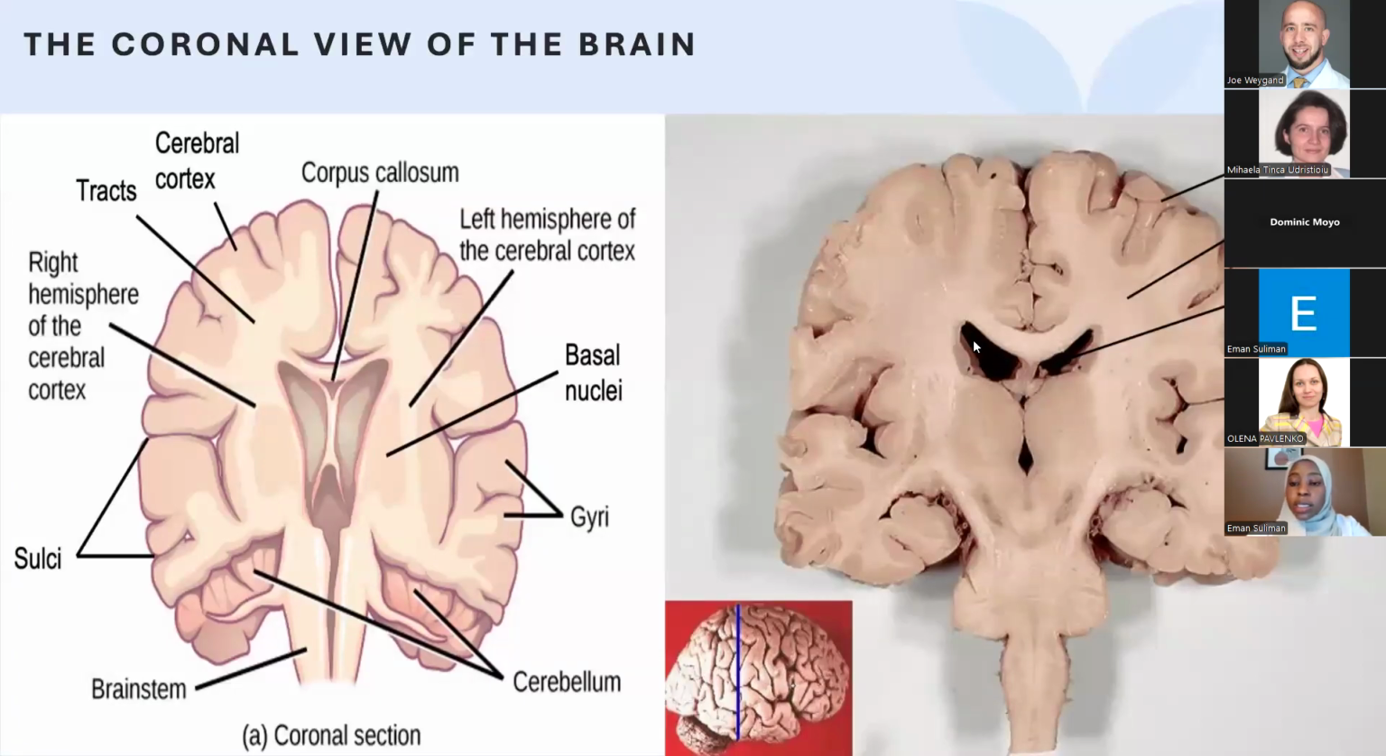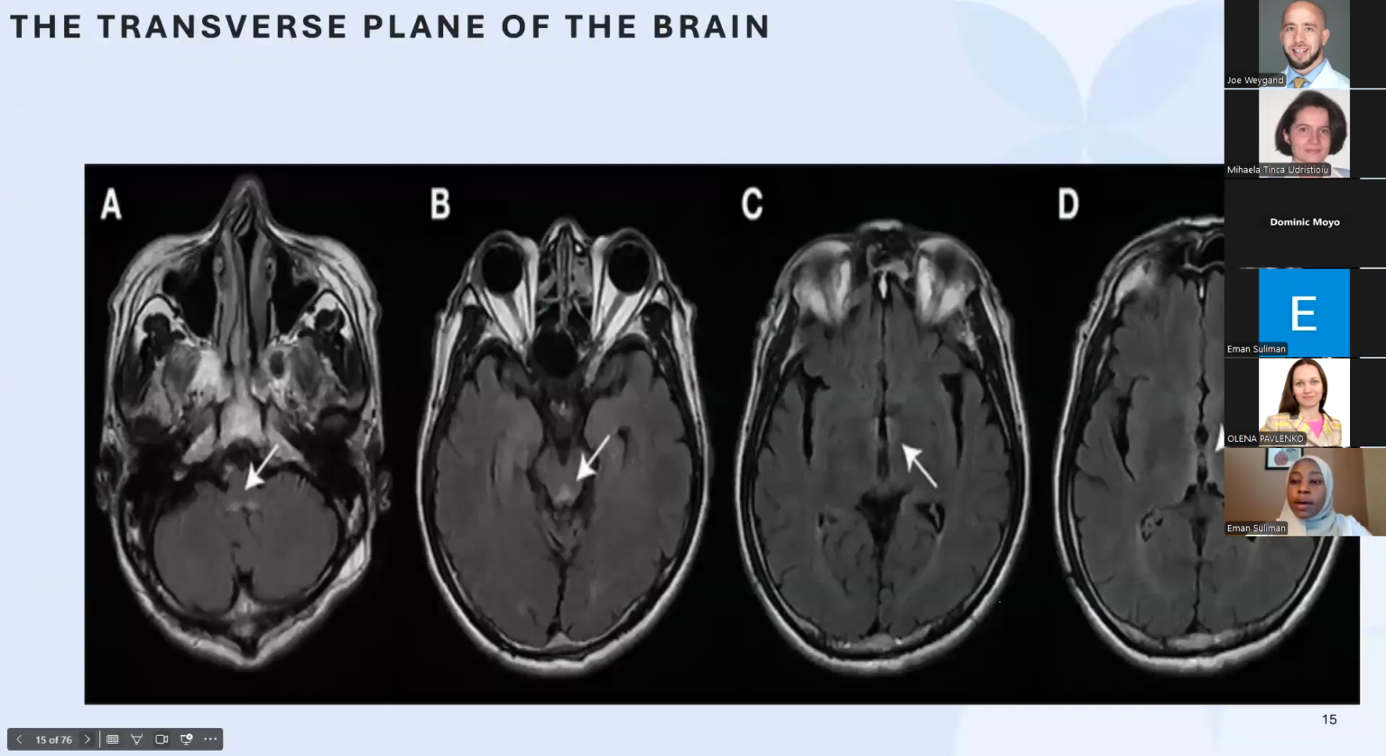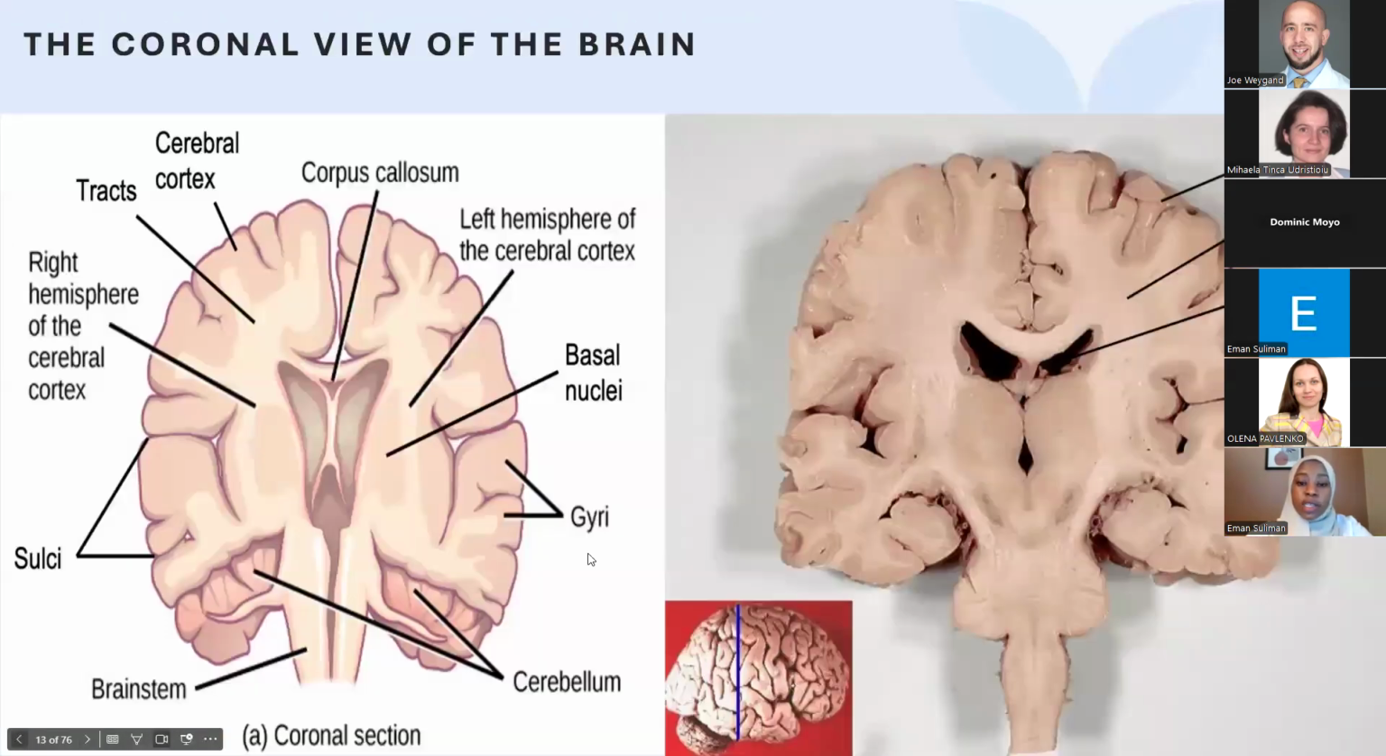On this side, it's an autopsy. It shows the brain. Sorry, these slides keep changing. It shows the gray matter and the white matter, and here the ventricles.